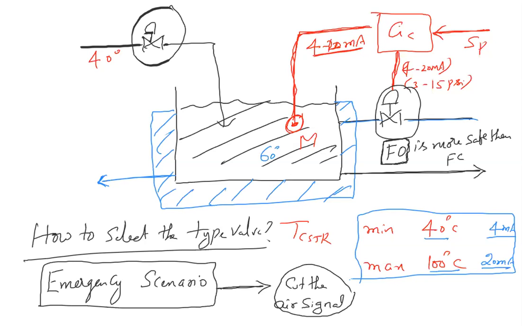So that is why in an emergency, to save the CSTR, fail open is more safe than fail close. That is why I select fail open here. What does fail open mean? Air to close. Accordingly, you should write the controller program, because now if it is air to close, to open the cooling water, the controller has to decrease the pressure signal.